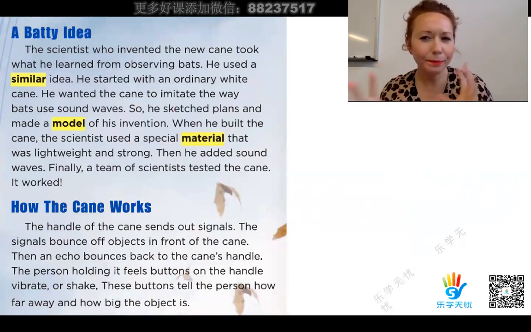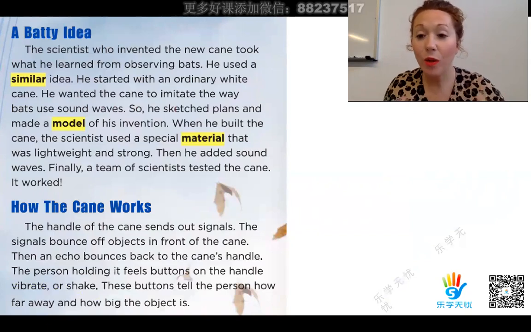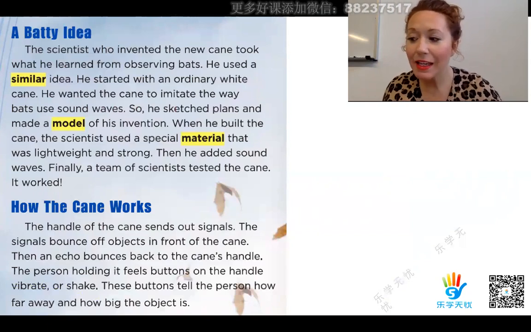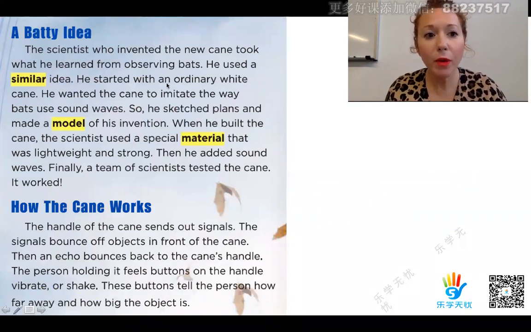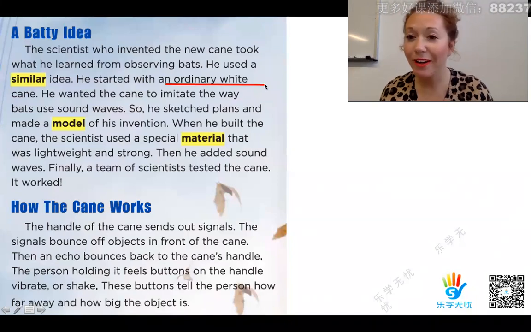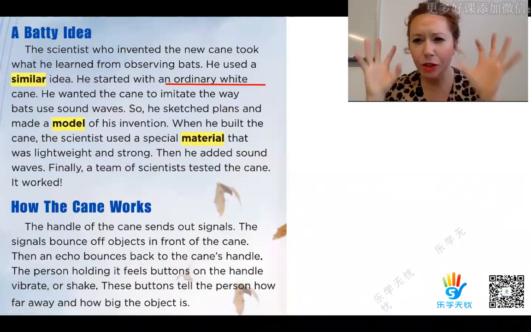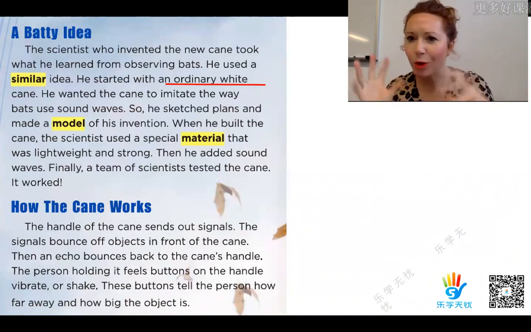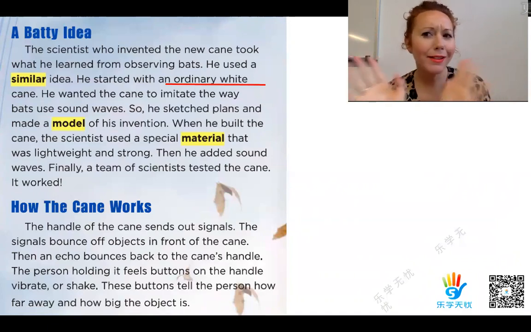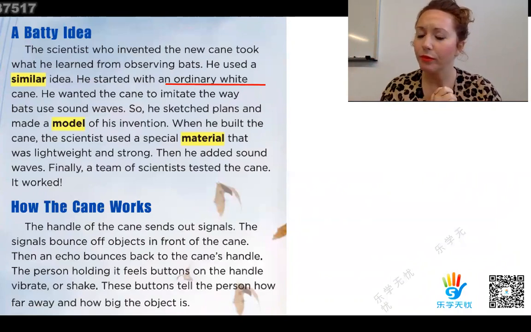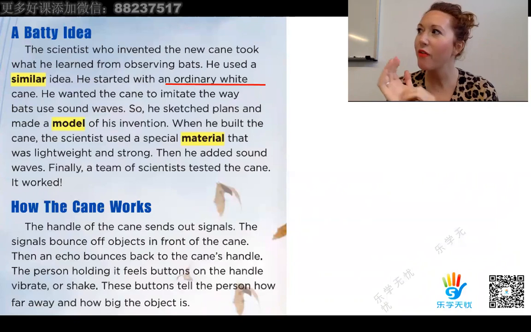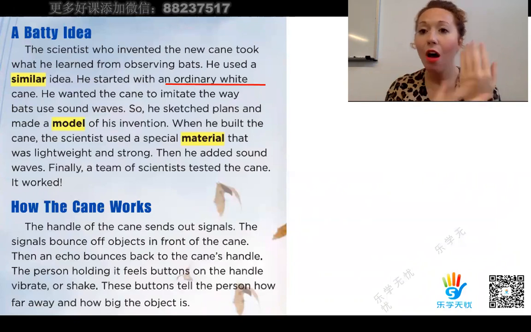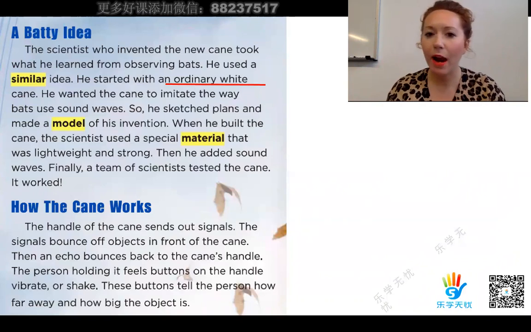Okay, so how did the scientist or the inventor begin his invention? Well, he started with an ordinary white stick or an ordinary white cane, right? And then he started to build using a lot of special materials. Now, what exactly does this cane do? Good, it's sending out echoes that bounce back and come back, and there's some vibration that the blind person is going to feel on their hand as they are walking around.